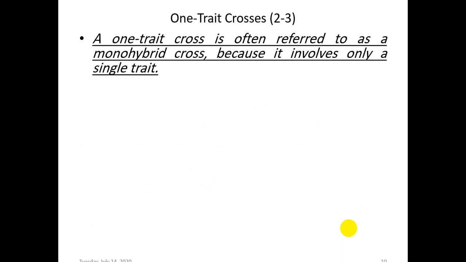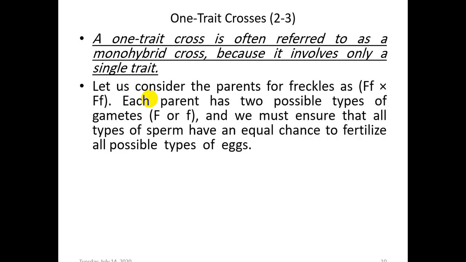So a one-trait cross is often referred to as a monohybrid cross because it involves only one single trait. We are talking about just one trait, freckles. Not the color of the eye, not the color of the skin, not the color of the hair, not whether he is tall or short, the fingers, for example. We just forget all this and we focus on one trait for study.